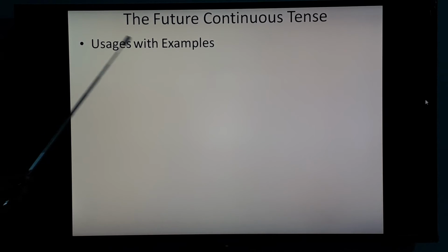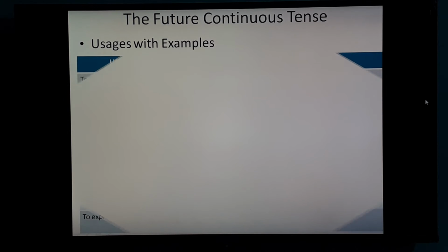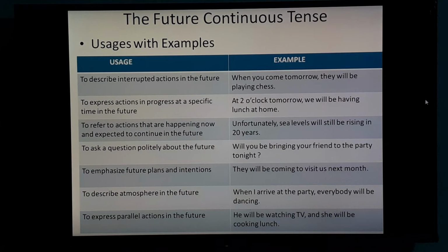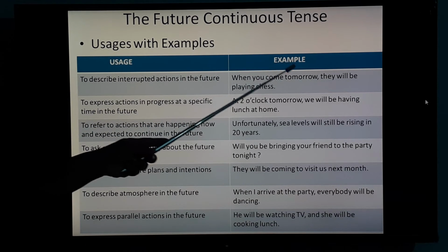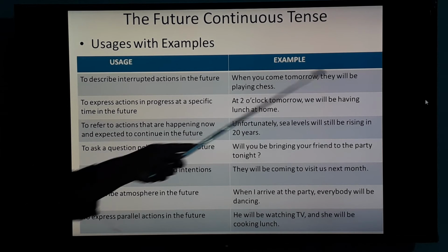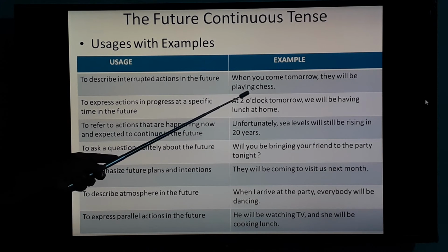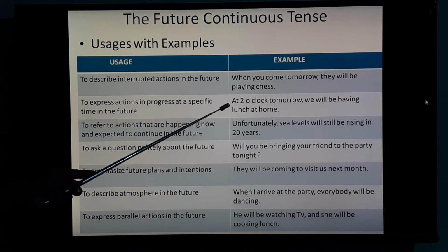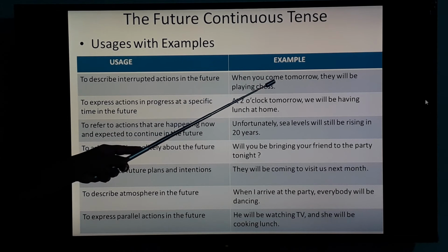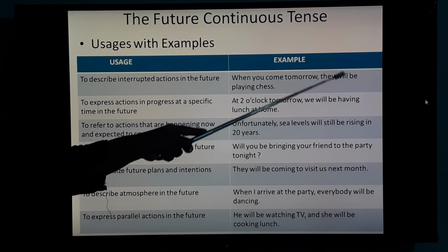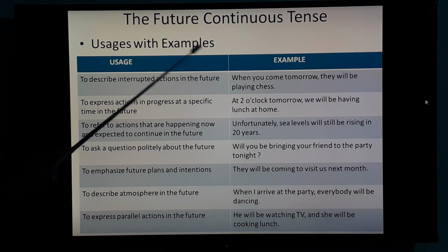Let's see usages with examples. First usage, to describe interrupted actions in the future. For example, when you come tomorrow, they will be playing chess. So here it describes interrupted action which will be in future, in progress.